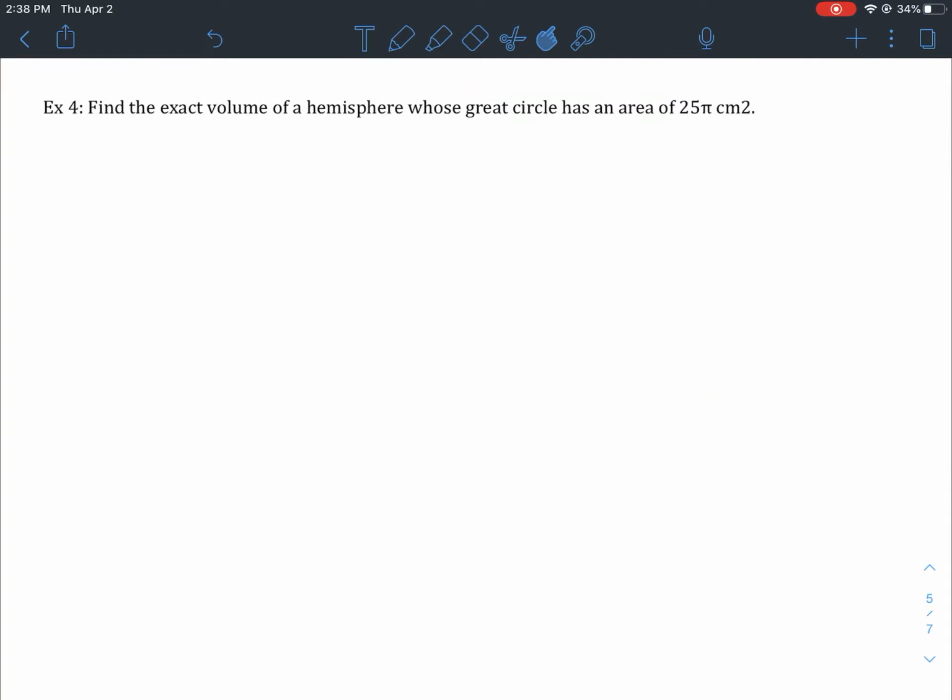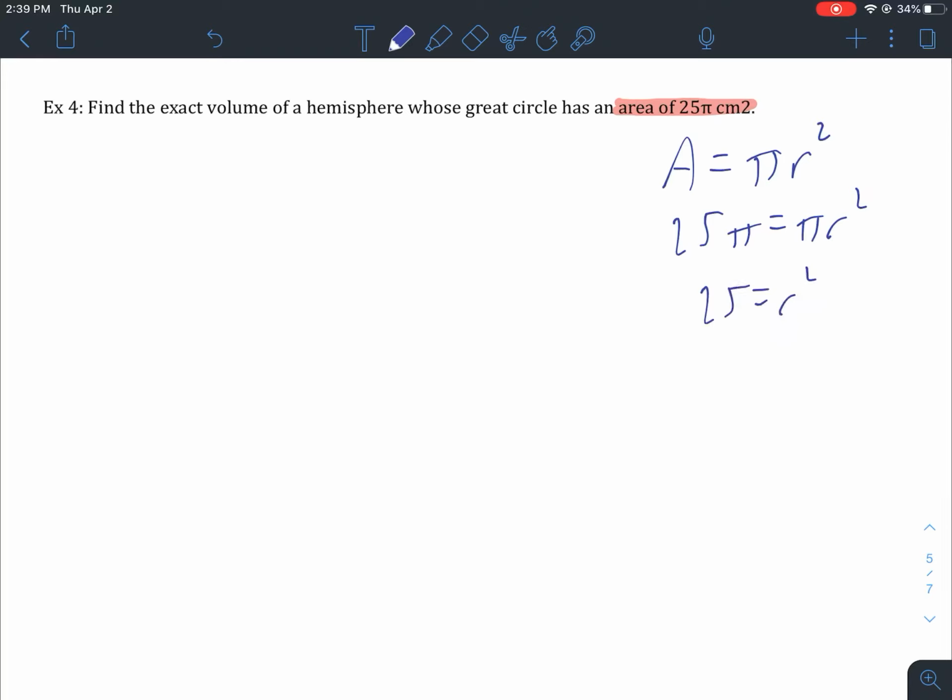So number 4 says find the volume of a hemisphere whose circle has an area of this. So for this one, we need to use the area formula from chapter 10. Hopefully chapter 9, I'm sorry. Hopefully you still have those formula sheets. So area, remember, is pi r squared. So we have 25 pi equals pi r squared. Divide both sides by pi, we get 25 equals r squared. And take the square root, we get the radius is 5.